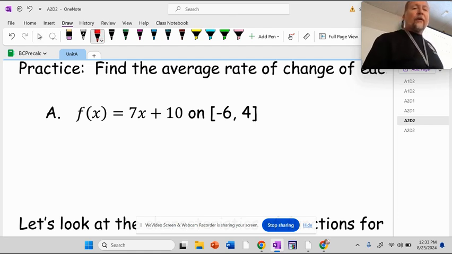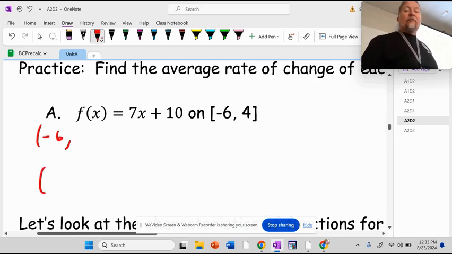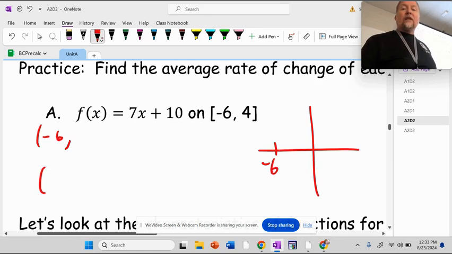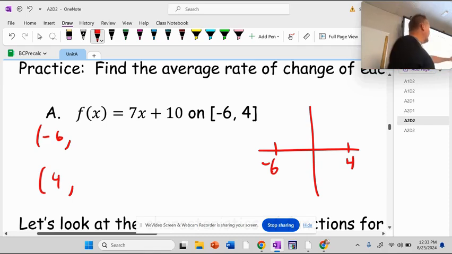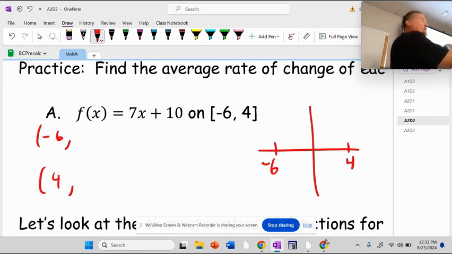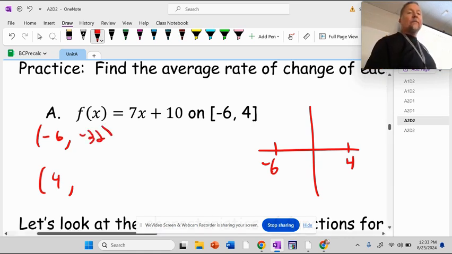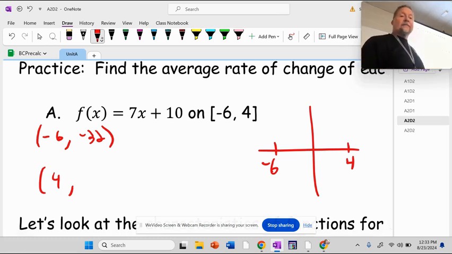So I'm still going to go through the rigmarole. This is what I would have to do for any question like this. This is the x interval. So I want to find the average rate of change between -6 and 4 of this graph. I don't have the corresponding y values of these points, so I have to find them. Focus and pay attention. Input, say it. Output, I plug in -6. -6 times 7 is -42. -42 plus 10 is -32. And I'm going to prove that we end up getting 7 for the average rate of change. 4 for x. 4 times 7 is 28 plus 10 is 38.